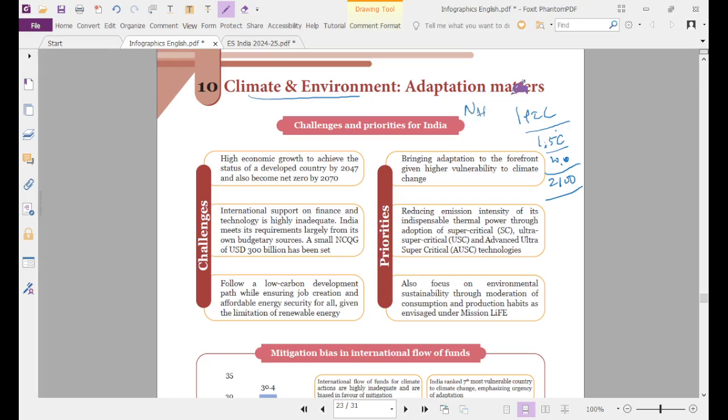There is the UNFCCC, and there are COP meetings that are happening. The 29th has happened recently in Baku, Azerbaijan. Tell me in the comment box when is COP 30 going to be held.